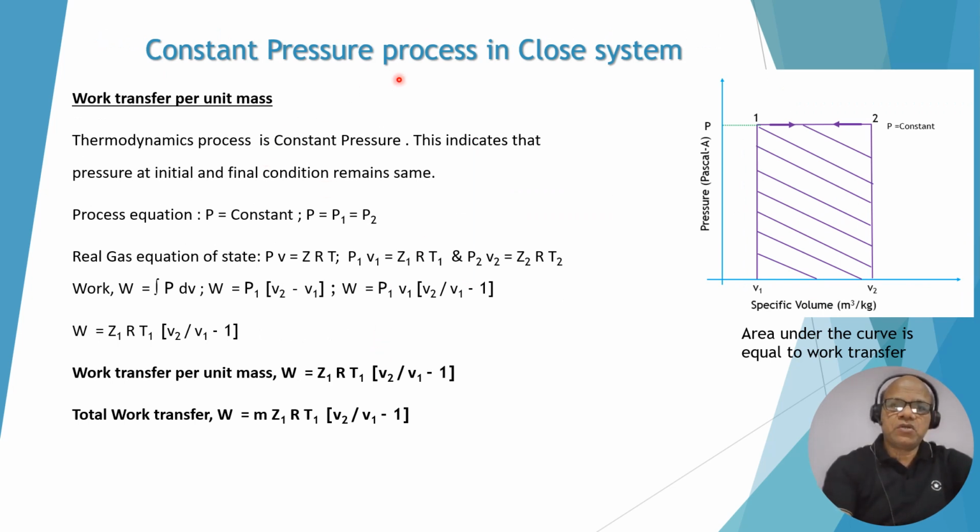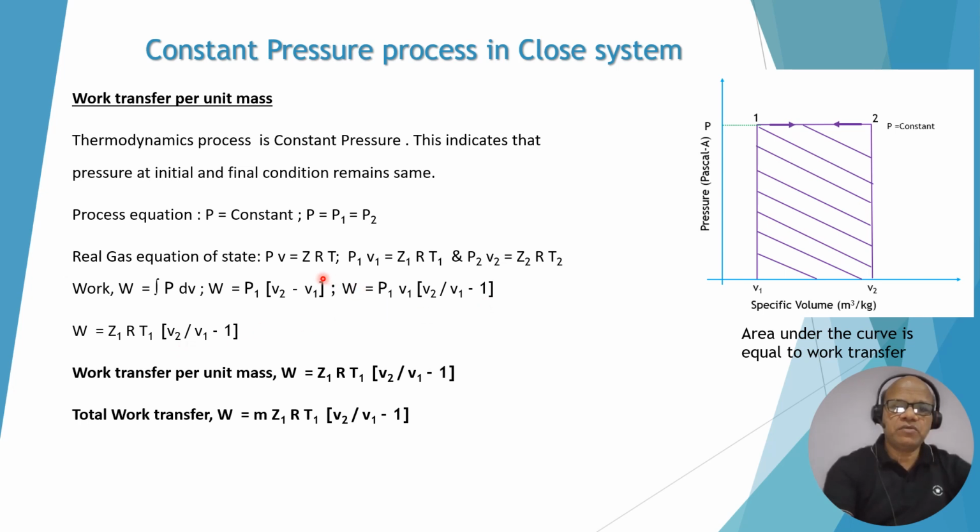Work transfer for the closed system, we can write on the PV diagram. You see the area under the curve on the x-axis is the work transfer, which can be derived. P is a constant, so W is the integration of P dV. P is constant, so write P1 times (V2 minus V1), so P1 V1 times (V2 by V1 minus 1).